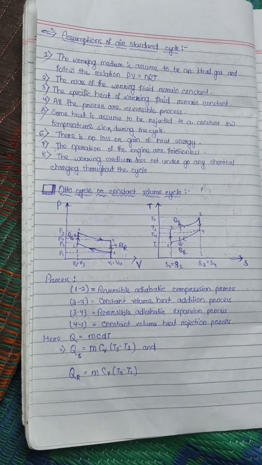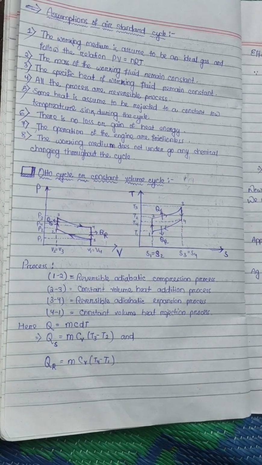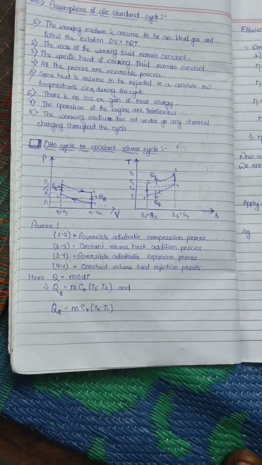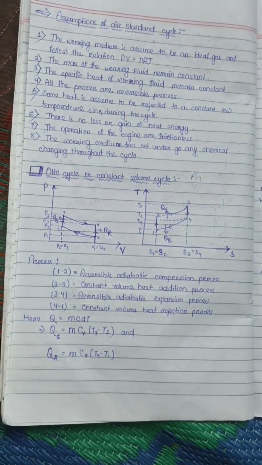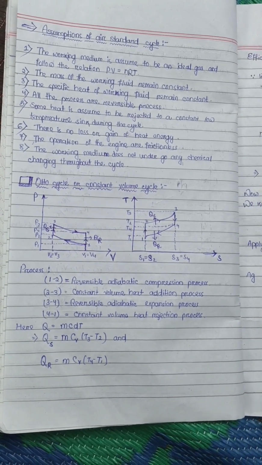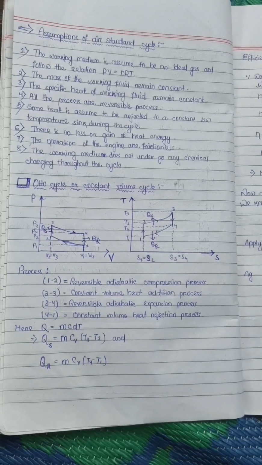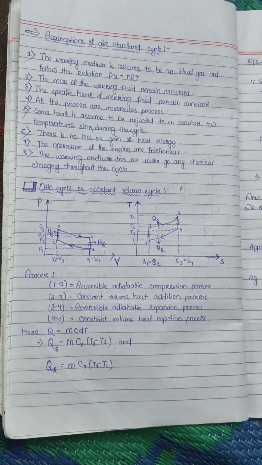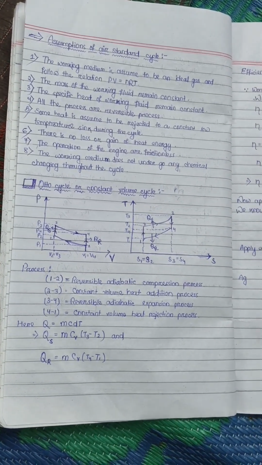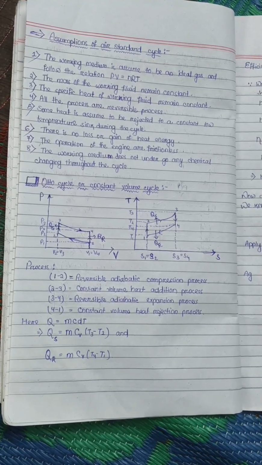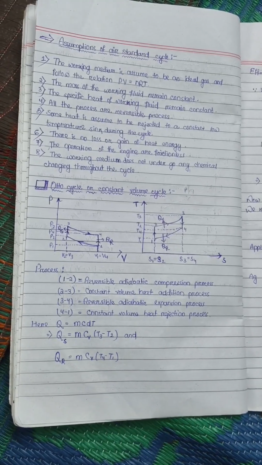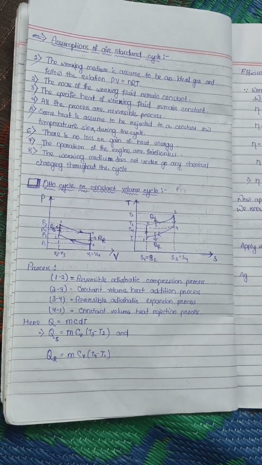Otto cycle or constant volume cycle processes are: 1 to 2, reversible adiabatic compression process; 2 to 3, constant volume heat addition process; 3 to 4, reversible adiabatic expansion process; and 4 to 1, constant volume heat rejection process. Here Q is equal to m c dT, Qs is equal to m cv into T3 minus T2, and Qr is equal to m cv into T4 minus T1.